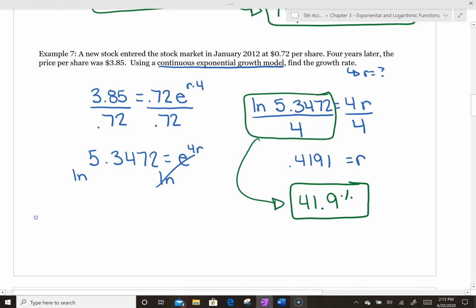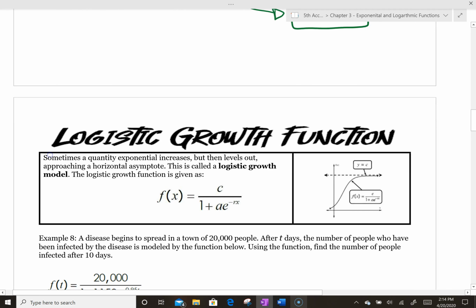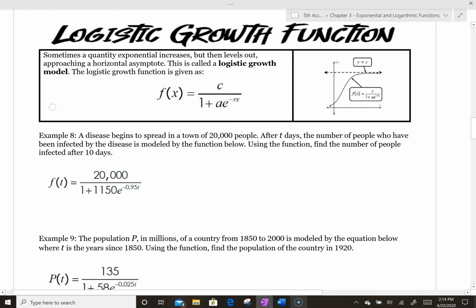Okay. So the next one is the logistic growth function. And honestly about this one is they're going to give you a model, and based off that model, you just got to plug everything in.